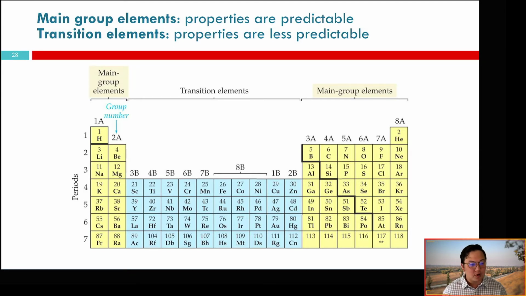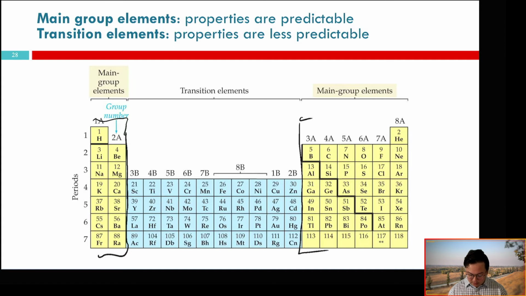So we have what are called main group elements, right? That's the left side here. And then we have also on the right side over here. These are our main group elements, and their properties are fairly predictable. When you get into the transition elements, the properties are a little more dicey. You don't know based on where they are.